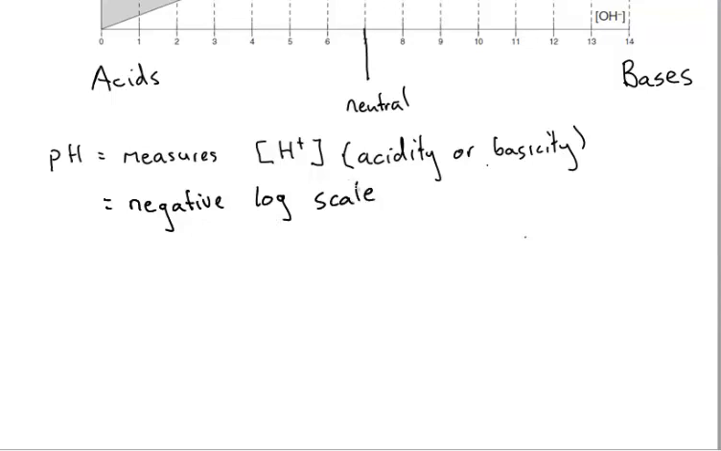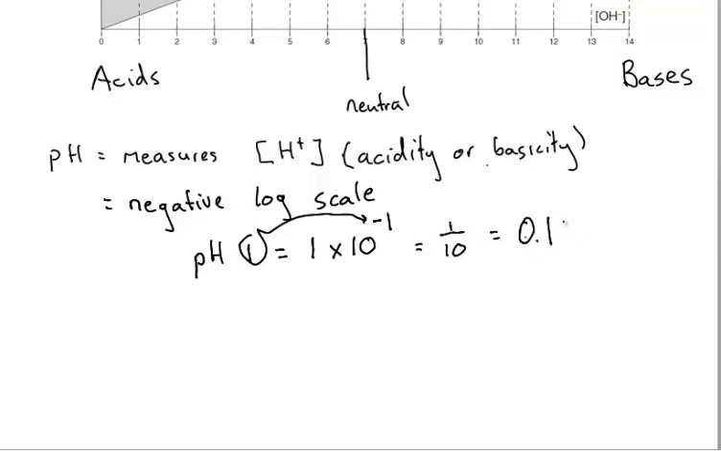So how a negative log scale works is if you have pH 1, what it really means is a log scale is something just to the base of 10. So it means 1 times 10, and because it's 1, it's to the power of 1, but it's a negative scale, so it's to the negative 1. What that really means is 1 divided by 10, or 0.1, and we're going to use that molar measure of concentration, H plus.